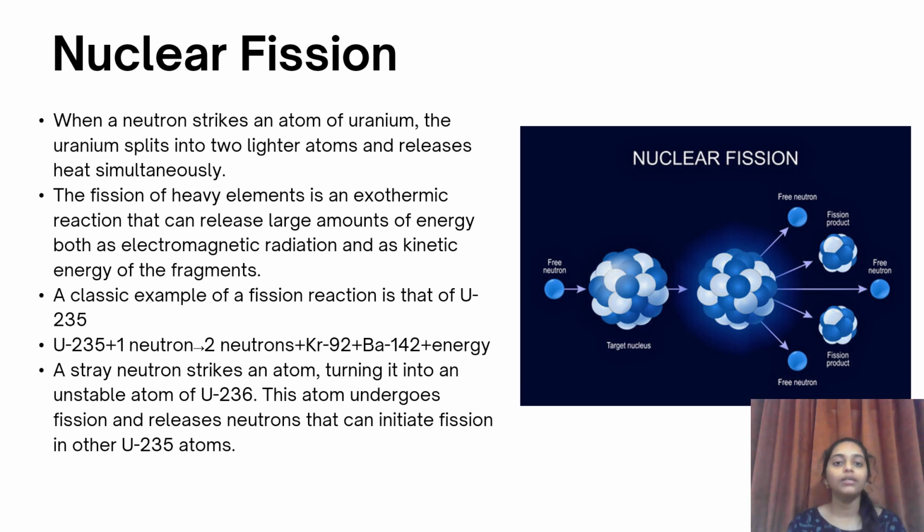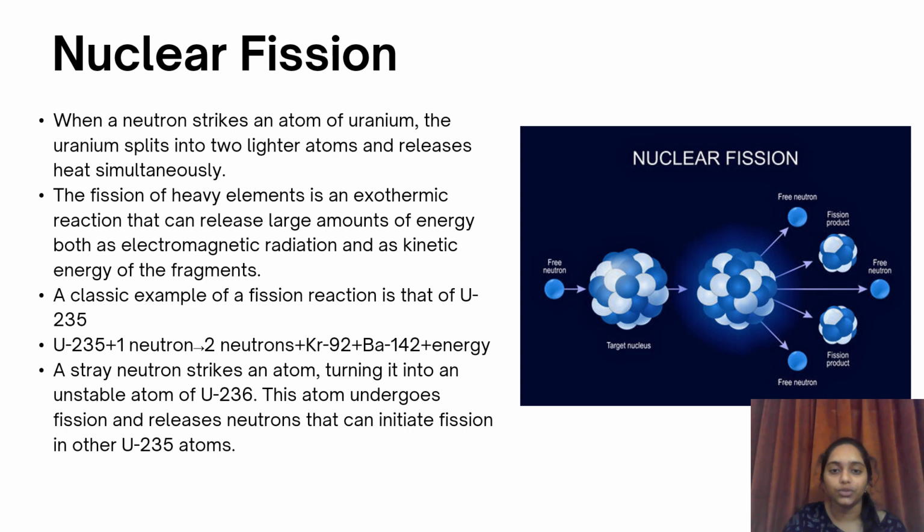Nuclear fission. When a neutron hits an atom of uranium, it causes the uranium to split into two lighter atoms. This process is called fission and it releases both heat energy and electromagnetic radiation. The fission of heavy elements like uranium can produce a lot of energy. A well-known example of fission reaction is the reaction of uranium-235. In this reaction, uranium-235 and a neutron combine to form two neutrons, krypton-92 and barium-142, and some energy.